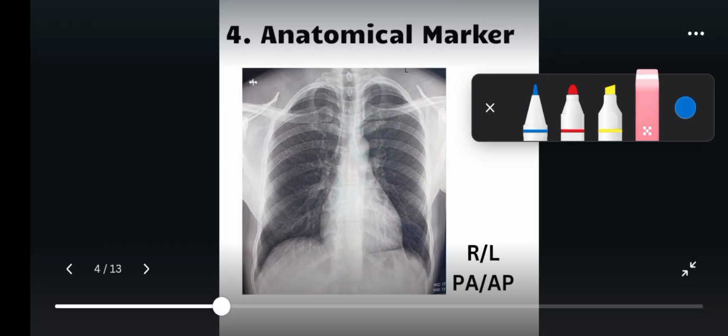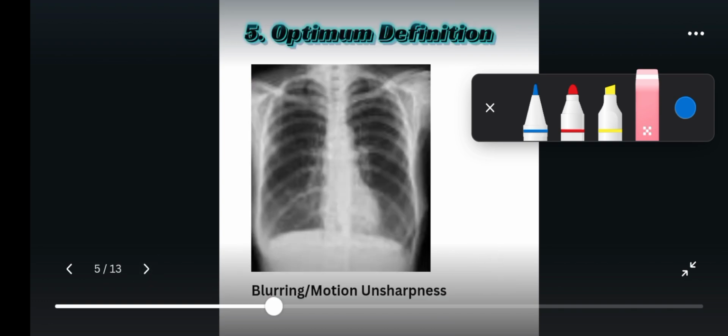Then we'll look at the anatomical marker. The anatomical marker shows us the left or the right of the image. This is the right, there is supposed to be a marker there and here to indicate the side of the image. One is enough. If you mark right, there's no need of putting left. There are some markers in analog settings that can mark PA or AP. They exist.